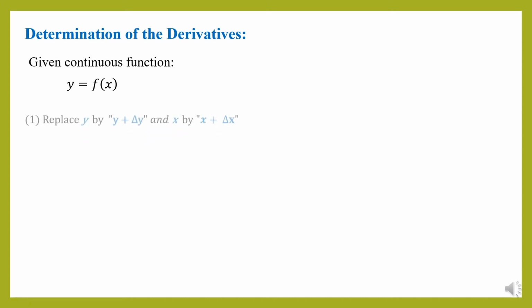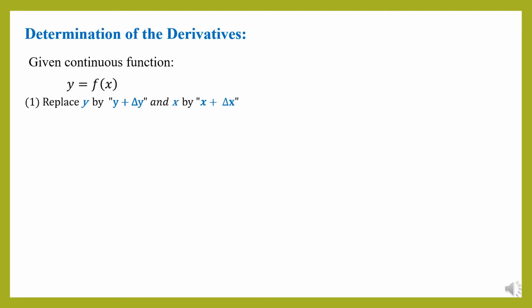First, replace the value of y by y plus increment of y and the value of x by x plus increment of x. And the resulting equation is y plus increment of y is equal to f(x plus increment of x). And the second step is to determine the value of increment of y in terms of x and y.